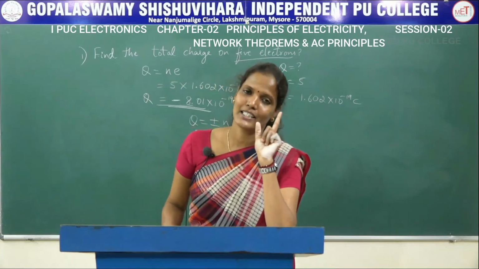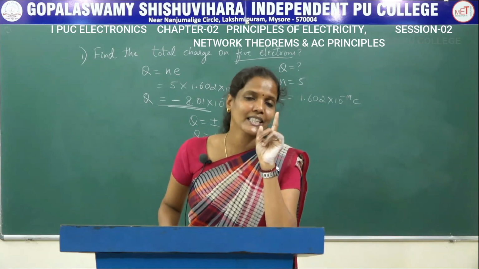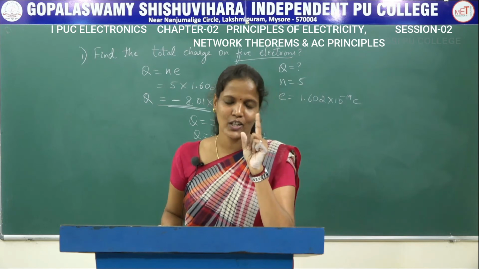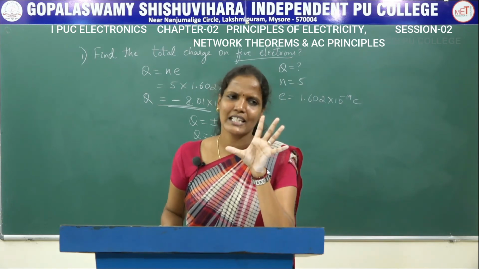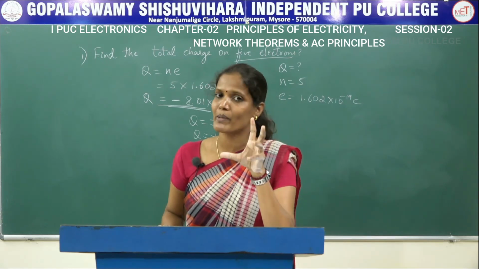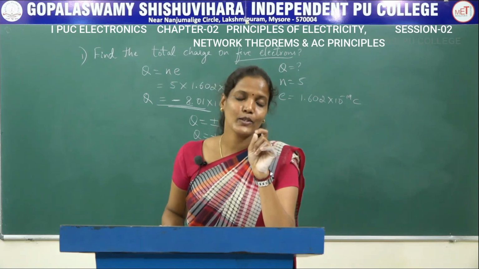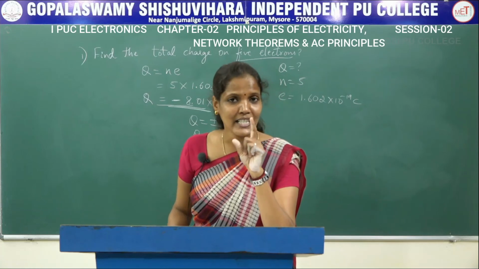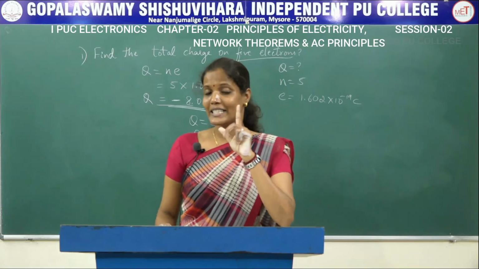where Q is the total charge, N is the number of electrons, E is the charge of one single electron whose value is fixed. You have to remember this value, that is E value is 1.602 into 10 to the power of minus 19 coulomb. Now we'll move on to the second problem.